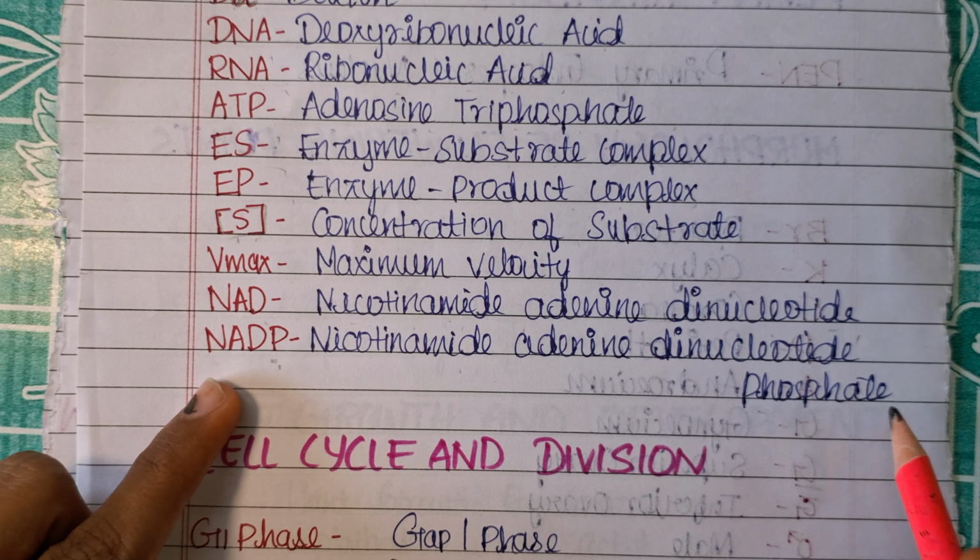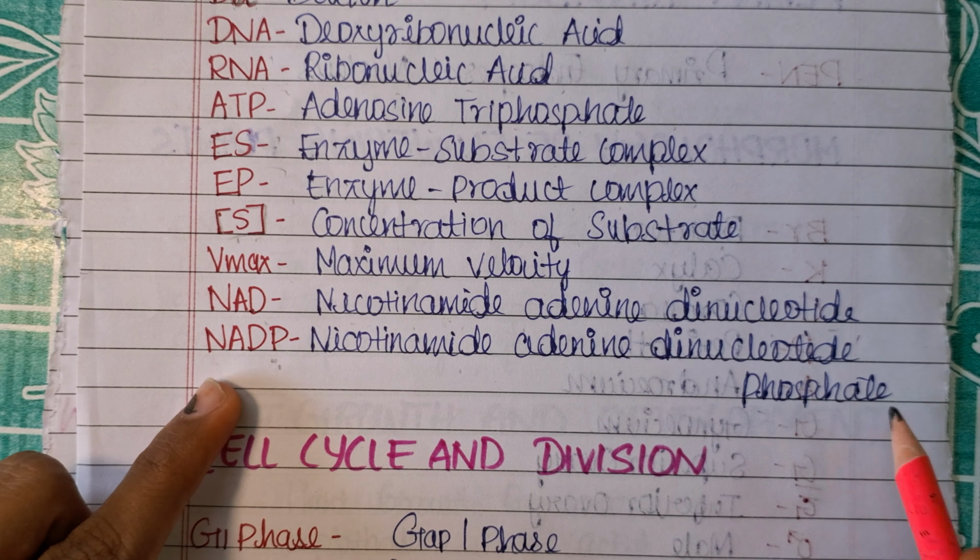Cell cycle and cell division. G1 phase is gap 1 phase. S phase is the synthesis phase. G2 phase is gap 2 phase. M phase is the mitosis phase. G0 is the quiescent stage.